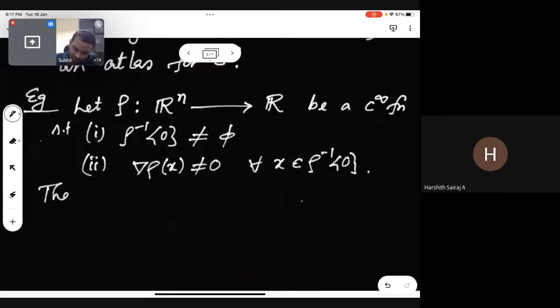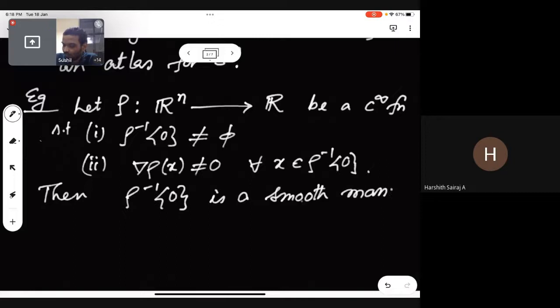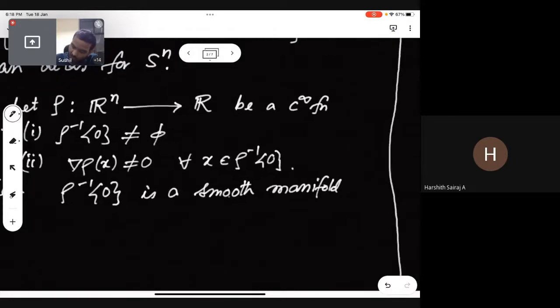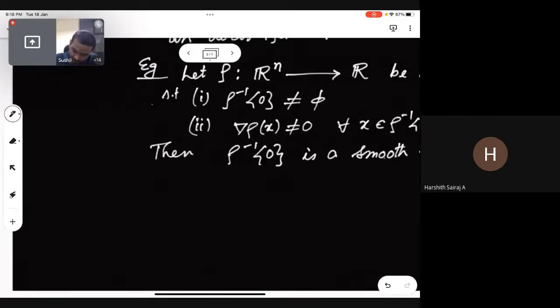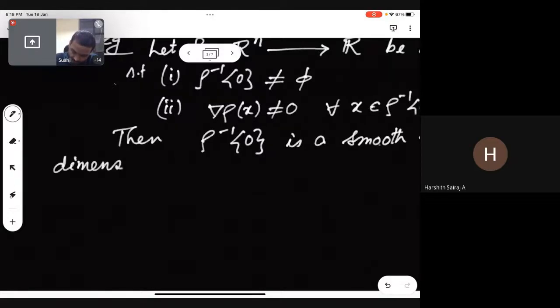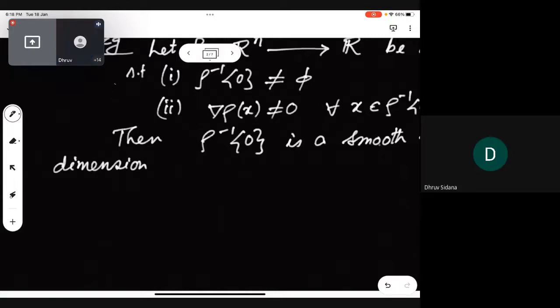The conclusion is then that rho inverse zero is a smooth manifold of dimension... Any guess what the dimension will be? Just a guess. I don't ask for an argument. It is a closed hyperplane, like... What will be the dimension? One dimension less. Right. So this is n minus one.